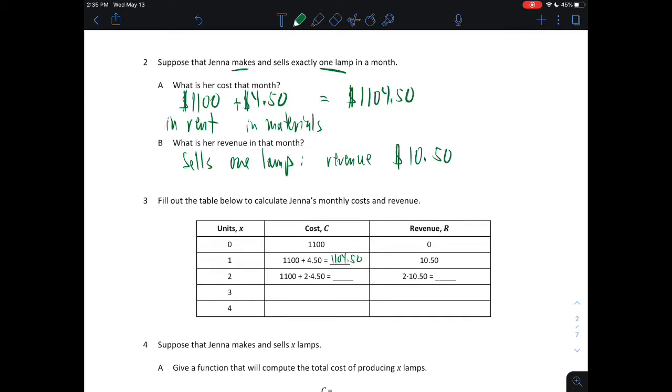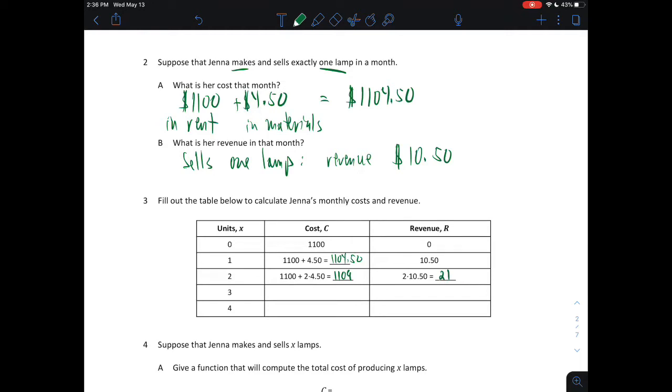And then the revenue was $10.50. Now the next row, here we have 2 units. So the cost would be $1,100 for rent plus 2 times the amount that she needs for materials for each lamp. So this would be $1,100 plus 2 times $4.50. That's going to give you $1,109. And then for the revenue, if she sells the 2 lamps that she makes, because she sells every lamp that she makes, this would be 2 times $10.50, and that's $21.